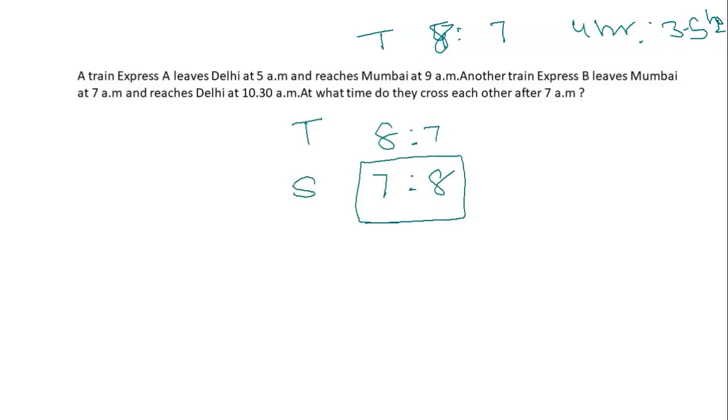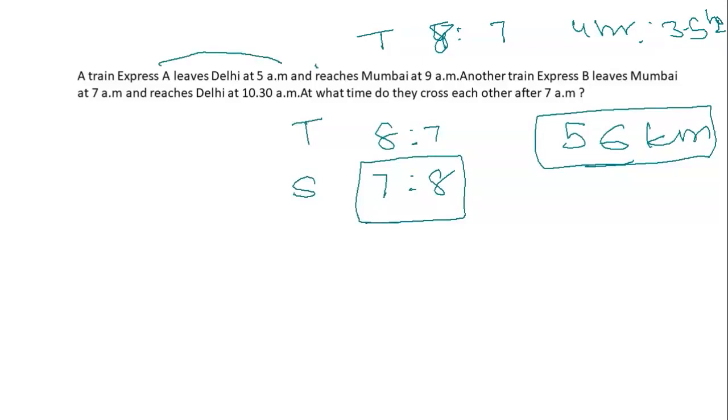Okay, so I'm going to take distance as the LCM of these two, which is 56 kilometers. Train A leaves Delhi at 5 a.m. and reaches Mumbai at 9 a.m. The other starts from 7 a.m. So if the distance is 56 kilometers, what is understandable is the first train takes 8 parts of the time, which means 4 hours. So if it takes 4 hours, 56 divided by 4 is equal to 14 kilometers per hour. Okay, first train goes at 14 kilometers per hour.